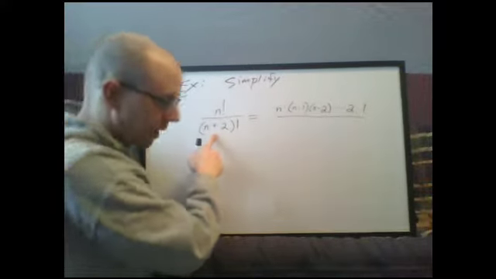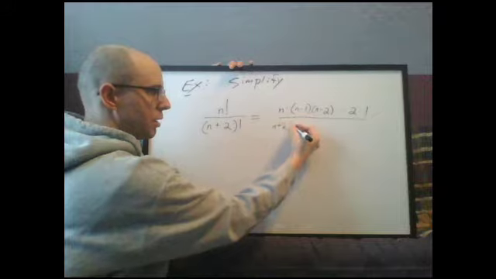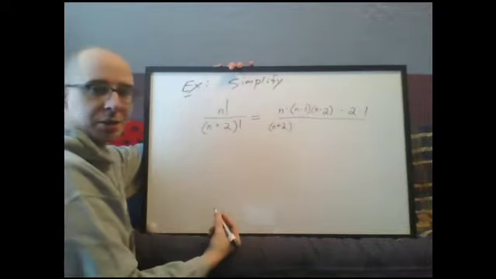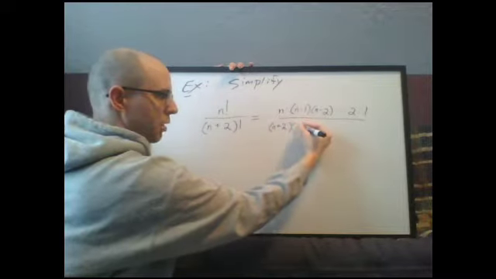n plus 2 factorial, if we did the same thing, would be n plus 2, and then we work our way down until we get to 1. The next number would be n plus 1.